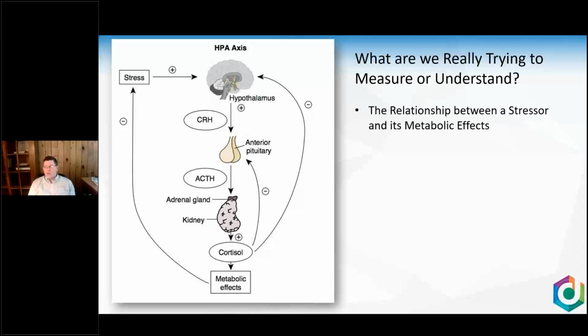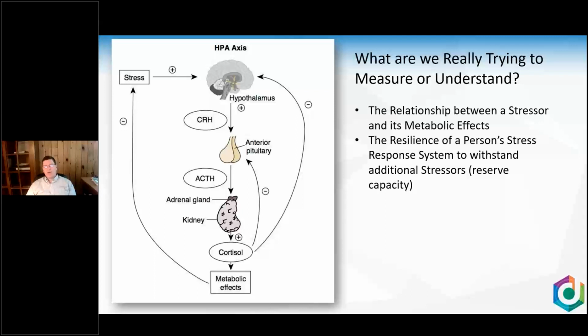So obviously we're trying to do that. We also would like to know, if we can, the resiliency of a person's stress response system to withstand additional stressors. So what is their, if we want to use this term, stress reserve capacity? Where are they in the process? Maybe they're not having metabolic effects, or maybe they're having some metabolic effects, but how far along this reserve capacity depletion are they?